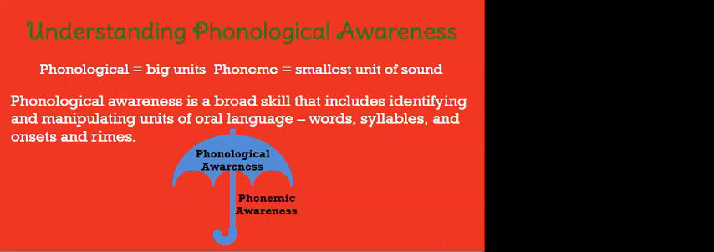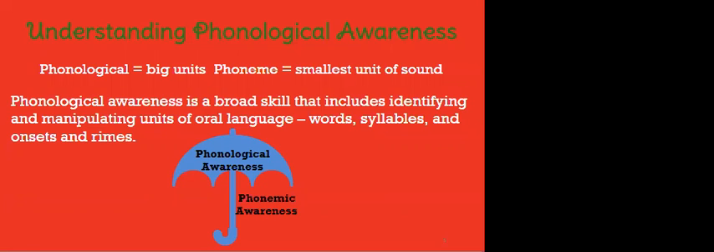Phonological awareness is an umbrella term that includes the awareness of the parts of spoken language, such as words, syllables, onset rhyme, and phonemes. The phoneme is the smallest sound or the smallest part of language that makes a difference in a word's meaning. So for example, the phonemes s and r are different, and therefore the meanings of the word sat and rat are different.